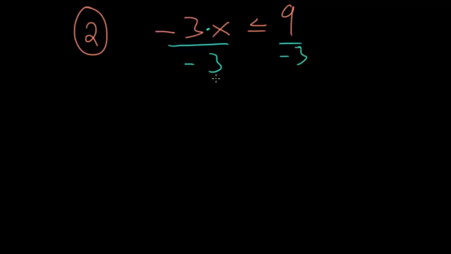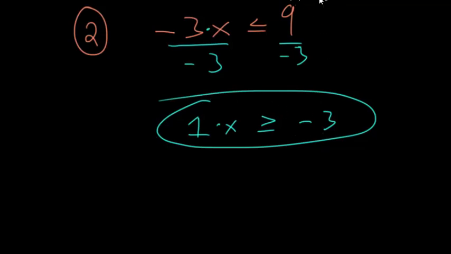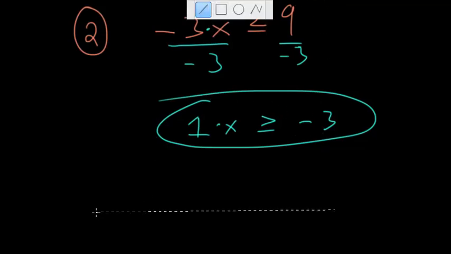And something divided by itself is always 1. So -3 divided by -3 would just be 1 times x. And on the right-hand side, we would have 9 divided by -3, which is -3. And like I mentioned in the beginning, the only difference between an equation and an inequality is that when you multiply or divide by a negative number, then you have to flip this inequality sign. So instead of being less than or equal, now it's greater than or equal to -3. So this right here would be our solution, and we can get a picture of this on the number line.